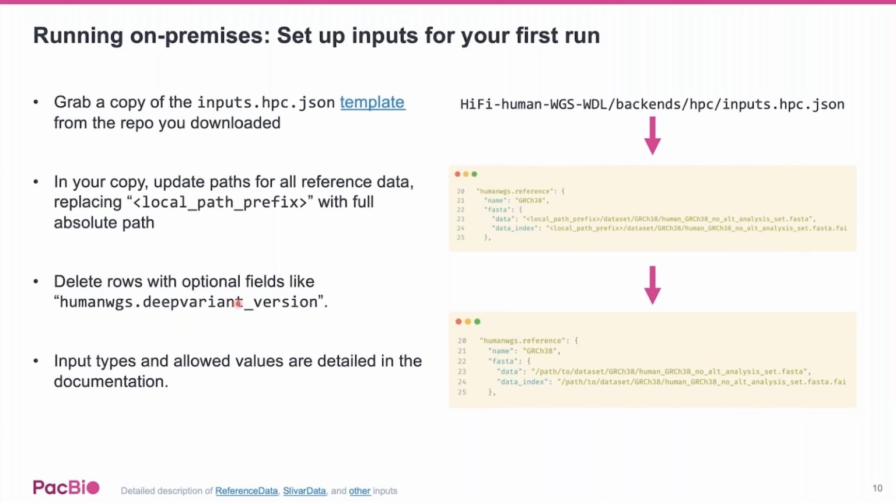Next, you're going to delete any of the rows with optional fields used for overriding defaults, like increasing the memory for certain tasks or changing the DeepVariant version. These all have defaults that are set in the workflow, so we're just going to wipe them out. Take out the row entirely.